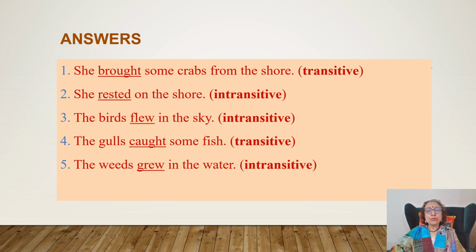Out of this, you can see that almost all of them are irregular verbs except rest, which is rested. Whether past tense or past participle, it is rested. So that is the regular verb. Bring, brought, and fly, flew, catch, caught, and grow, grew are all irregular verbs. As I told you, we use maximum irregular verbs.